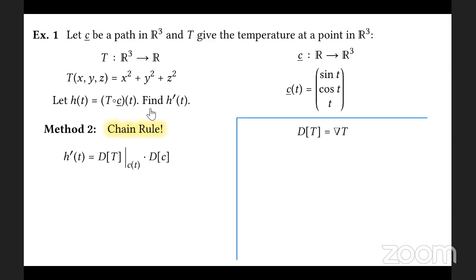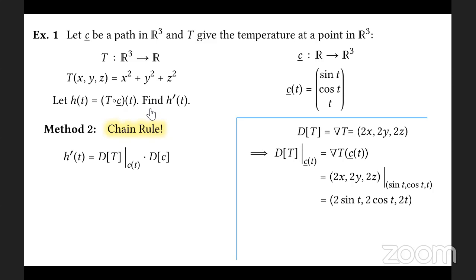So the derivative of big T is the gradient of T, and that's 2x, 2y, and 2z. So the derivative of T evaluated at C is 2x, 2y, 2z evaluated at sine, cosine, and T, and we get 2 sine of T, 2 cosine of T, and 2t. So that whole thing, that's this. That's just like in Calc 1, f prime of g of x, right? That's the same thing.